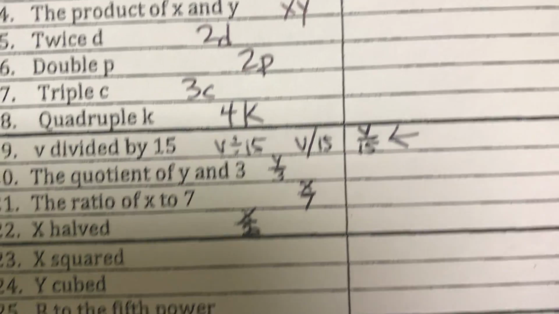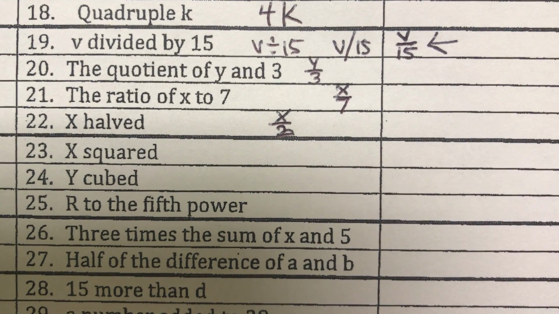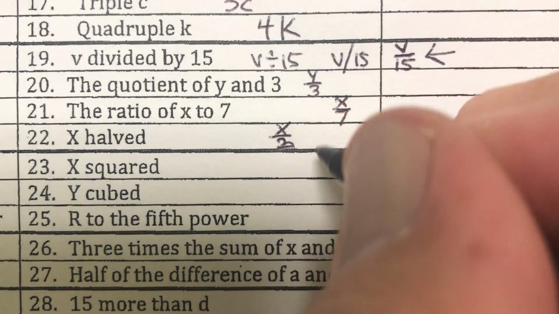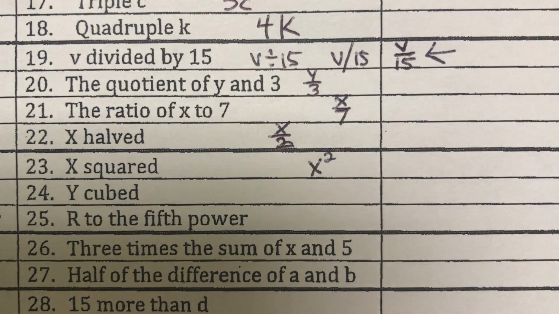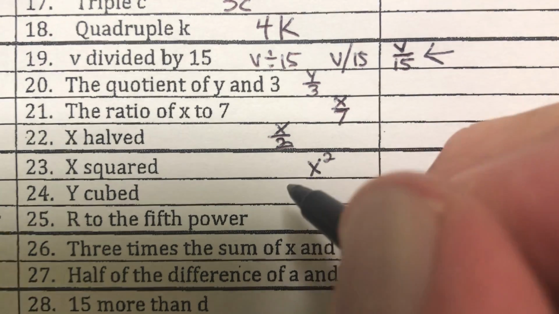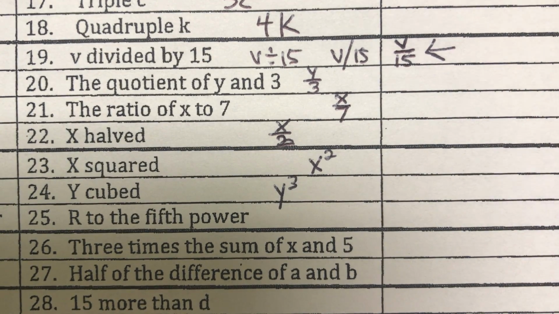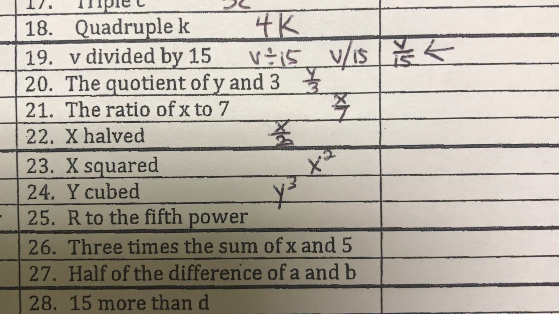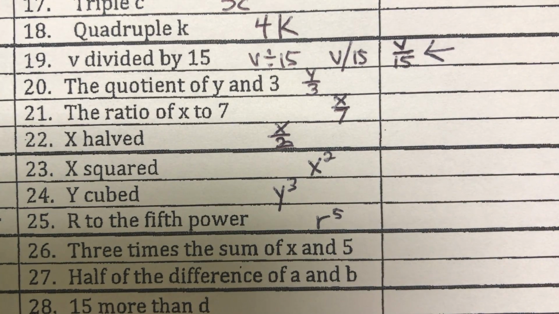Now let's talk about exponents. You'll see different words to describe different exponents. X squared means that you are multiplying x times x. So that would be x to the second power. Y cubed means you're doing y times y times y. So that would be y to the third power. And then sometimes it'll just tell you exactly what power you're supposed to put it to, like in the next example where you have r to the fifth power. So that would be r with an exponent of 5.